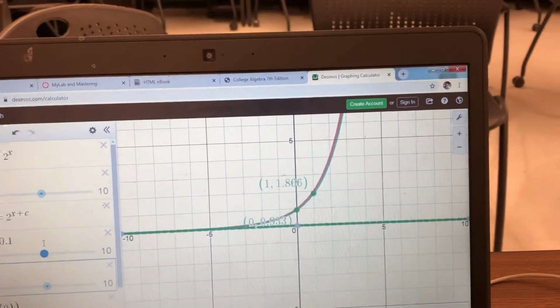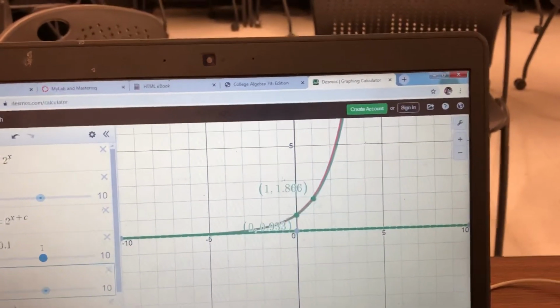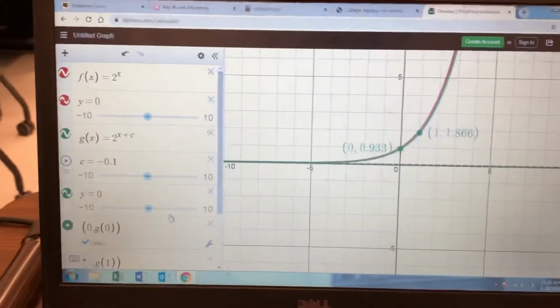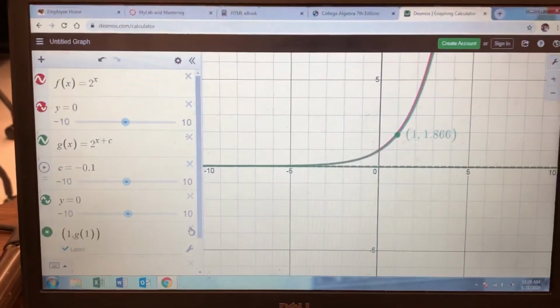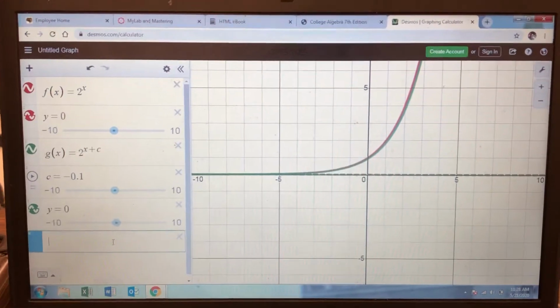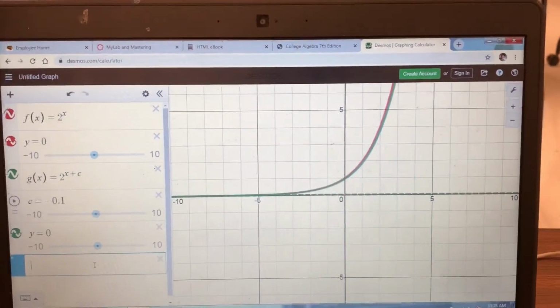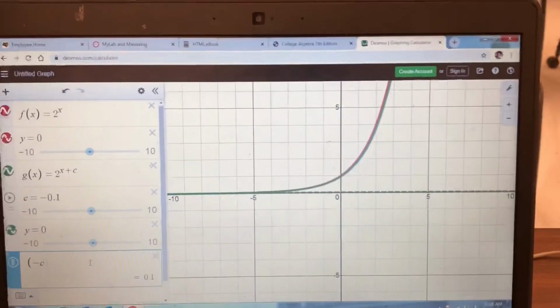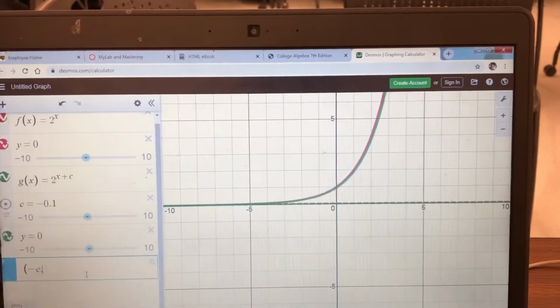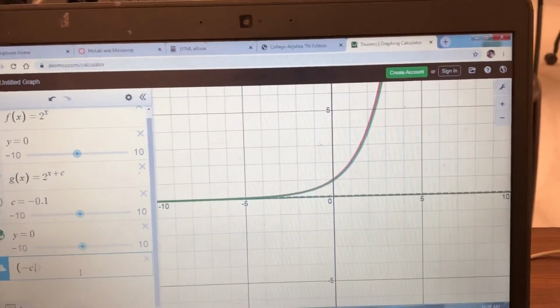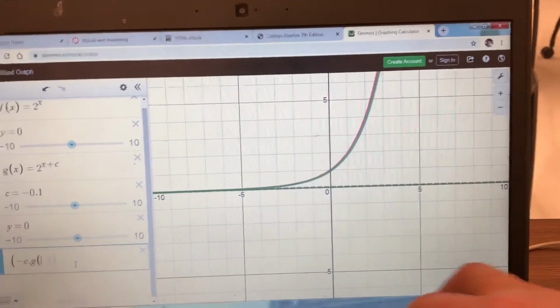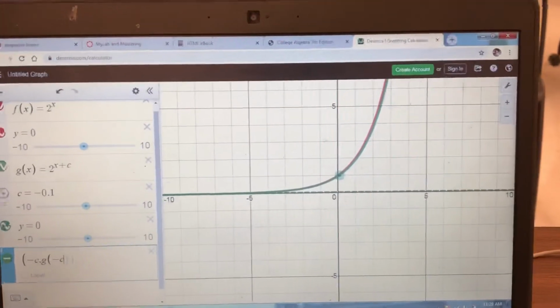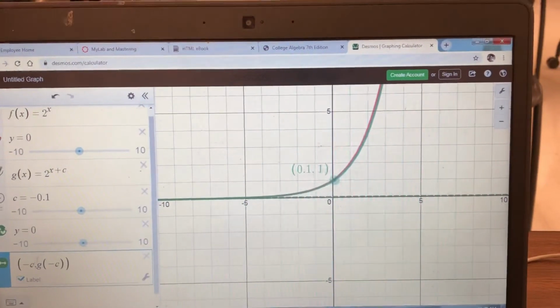And let's see, how can I keep that? Okay, I know why it's doing that. I should have set this up a little bit better before. Give me 1 second. I'm going to change the way the points are set there. So we need to put the point negative c, comma, g of negative c. Is that what I need to put? Sorry, I'm thinking out loud here. I think that's what I need. Let me see.